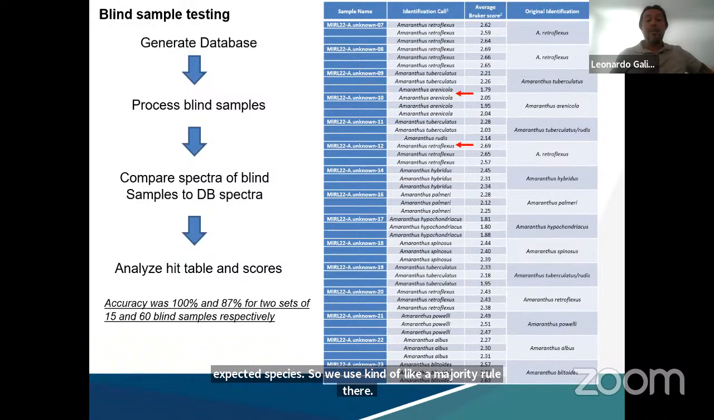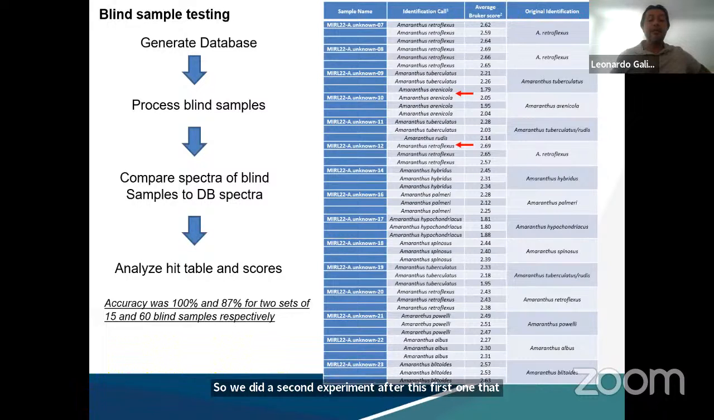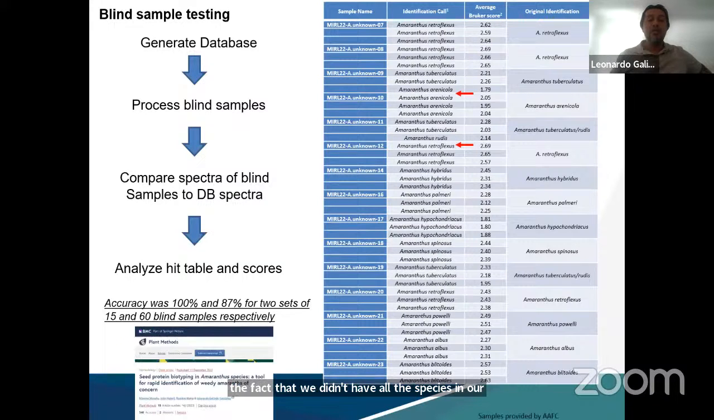So we did a second experiment after this first one that was 100% accurate, and we received 60 blind samples from the Canadian Food Inspection Agency in Saskatoon. And the second experiment was 87% accurate. And so most of the mismatches on the second experiment were due to the fact that we didn't have all the species in our database that they sent us as blind samples. So this work has already been published in Plant Methods.